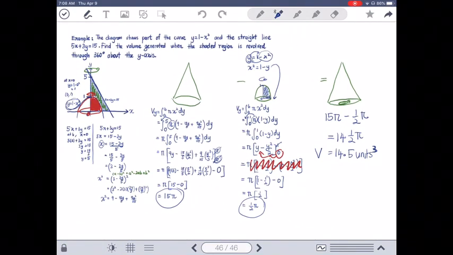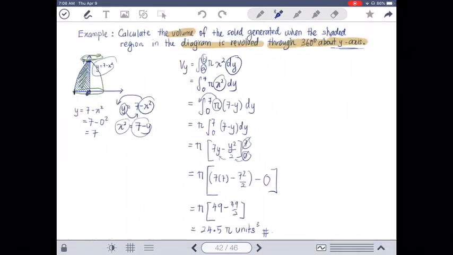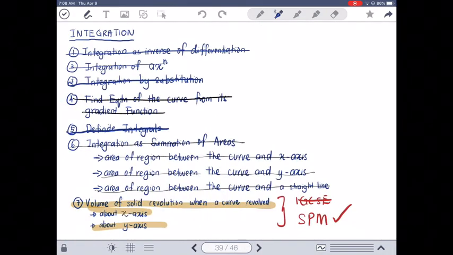Okay, I think that's all for today. So we have completed the whole 7 major subtopics of the chapter integration. In my next class or in my next video, we will have a look at a few examples of real examination IGCSE papers involving chapters differentiation and integration, and the mix of both chapters.